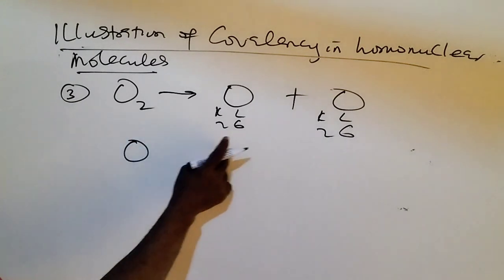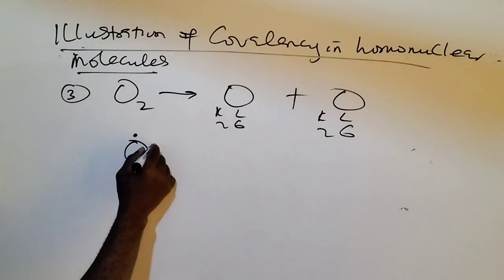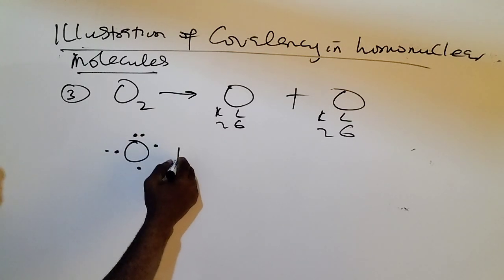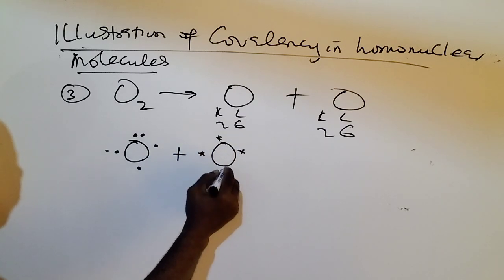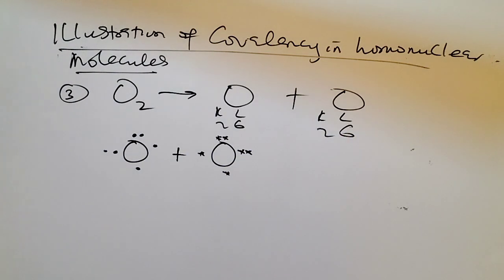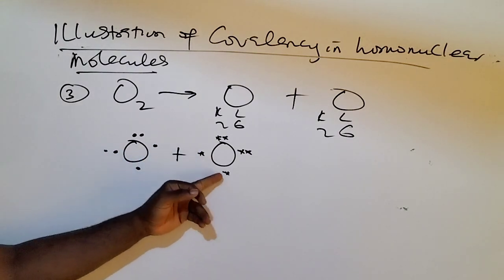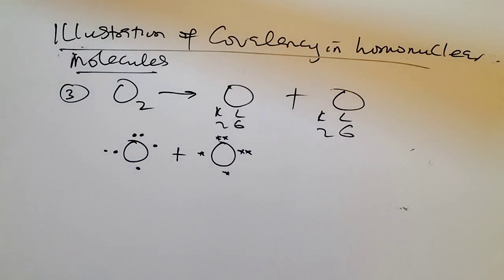Oxygen has 6 electrons in the atom's shell. So the Lewis structure of an oxygen atom has 1, 2, 3, 4, 5, 6 electrons, and the other atom also has 1, 2, 3, 4, 5, 6 in its shell. They are similar atoms and need an equal number of electrons. Each needs 8 minus 6, which is 2 extra electrons.